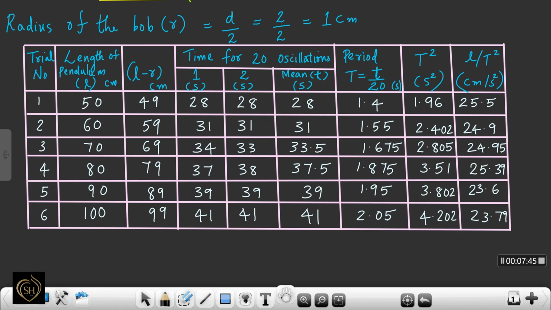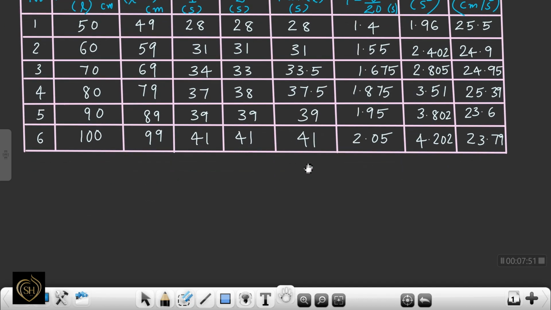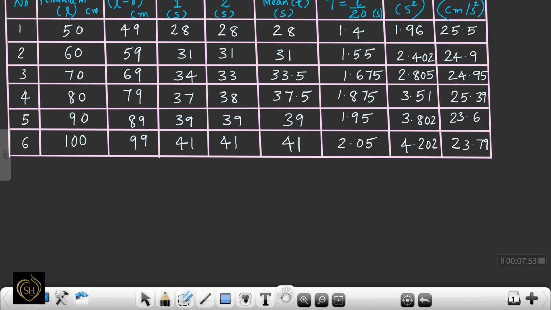The next step is we have to calculate the mean value of L by T square, that is the last column. Mean value of last column, that is mean L by T square. Mean L by T square, in 6 values, add and divide by 6.